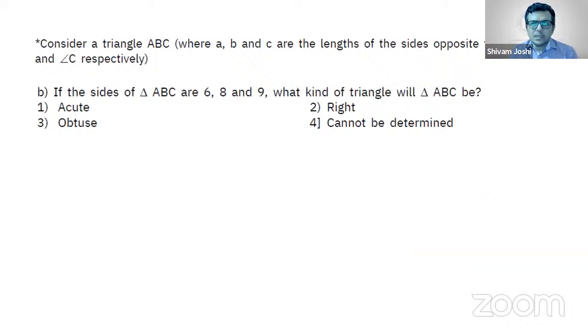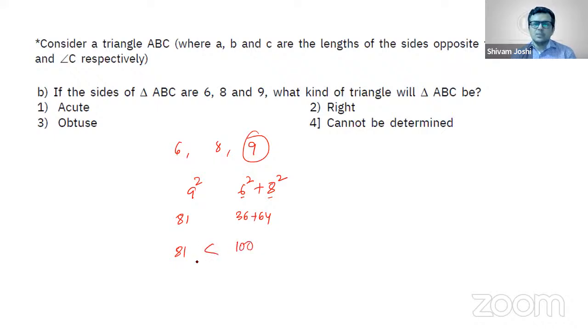If the sides are 6, 8, 9, what kind of triangle is this? C is going to be the largest side, which is 9. So I'm going to compare 9 squared versus 6 squared plus 8 squared. This is 81. This is 36 and 64. So that's going to be 100.